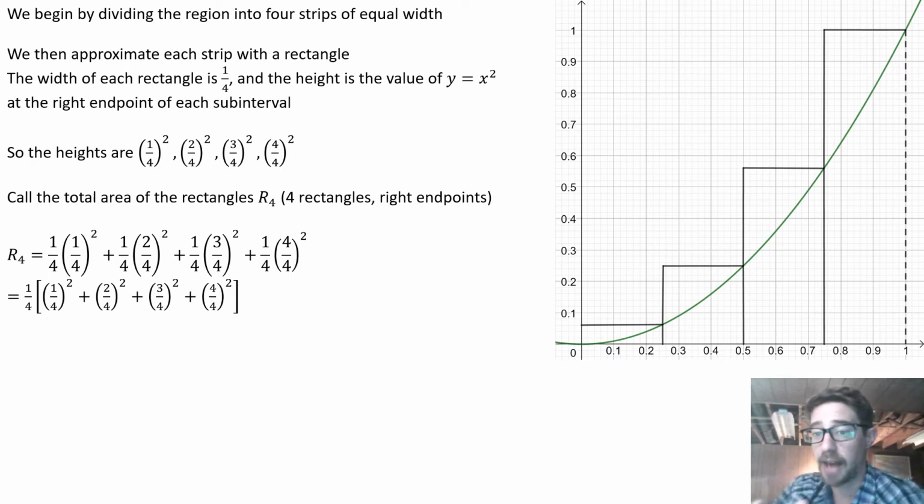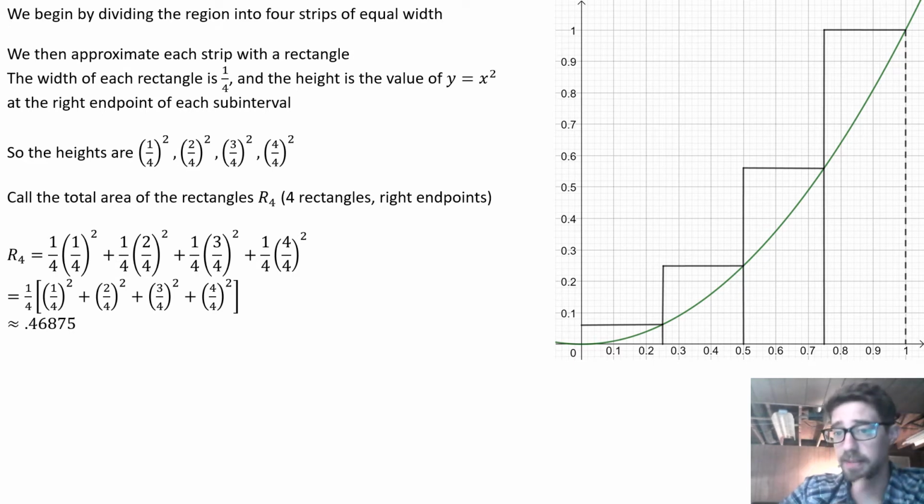You can always factor the width out front because remember the widths are equal. That's really the only stipulation. We can draw the rectangles actually however we want, but having the widths be equal is important. So you can take that up front and then you're just adding the 4 heights. And that's just calculator stuff. There's no reason to do that by hand. That turns out to be about 0.46875.